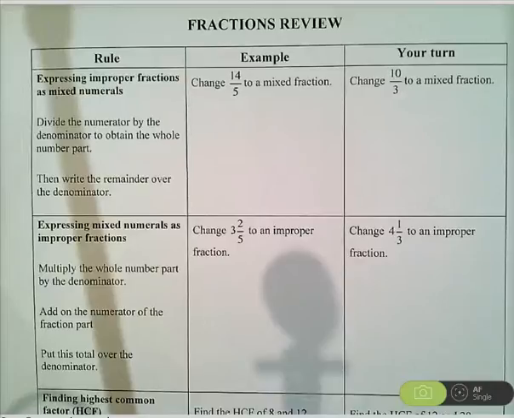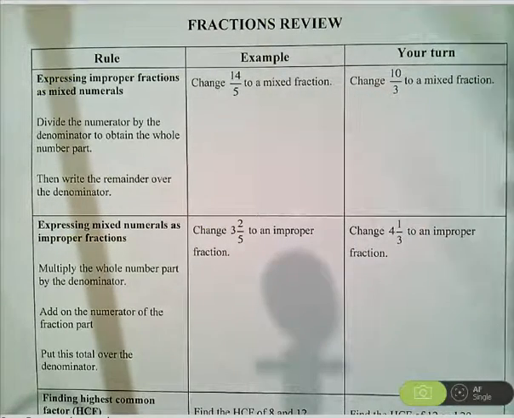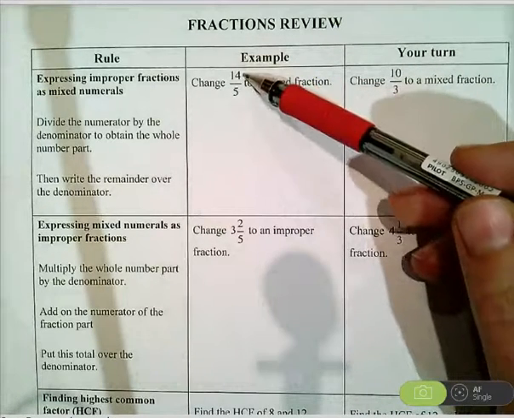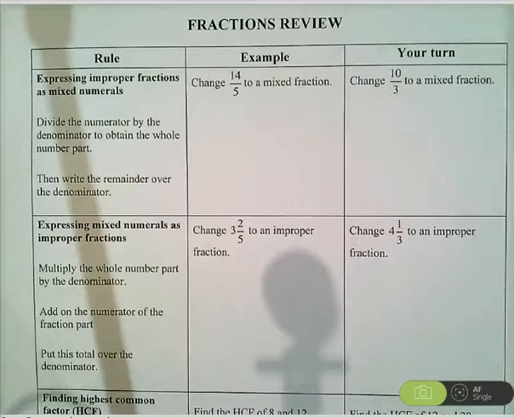Okay, this is now fractions review. In this first question, we have to change the improper fraction, 14 over 5, to a mixed fraction. Now, the reason that 14 over 5 is called an improper fraction is that the numerator, which is 14, is larger than the denominator, which is 5.